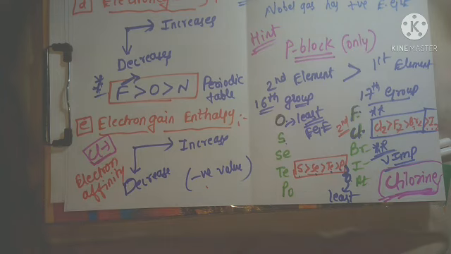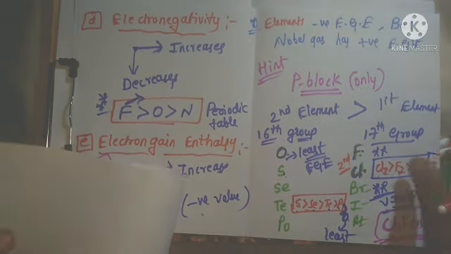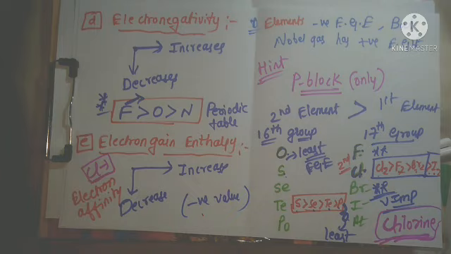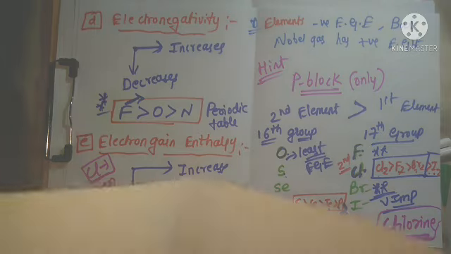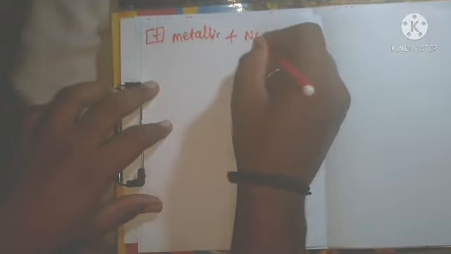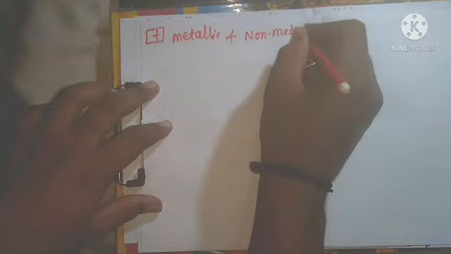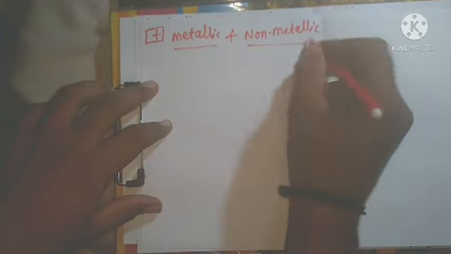Next, only a few simple points are left. For that I am using another paper. Now directly I will write here: metallic and non-metallic character. Metallic and non-metallic character.